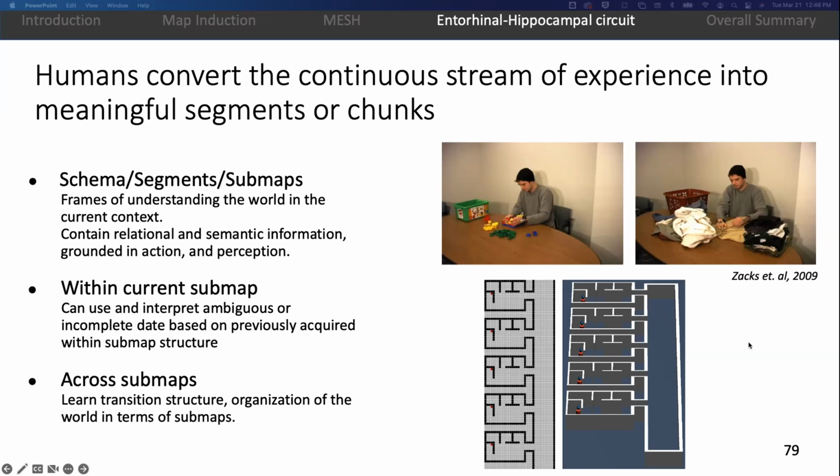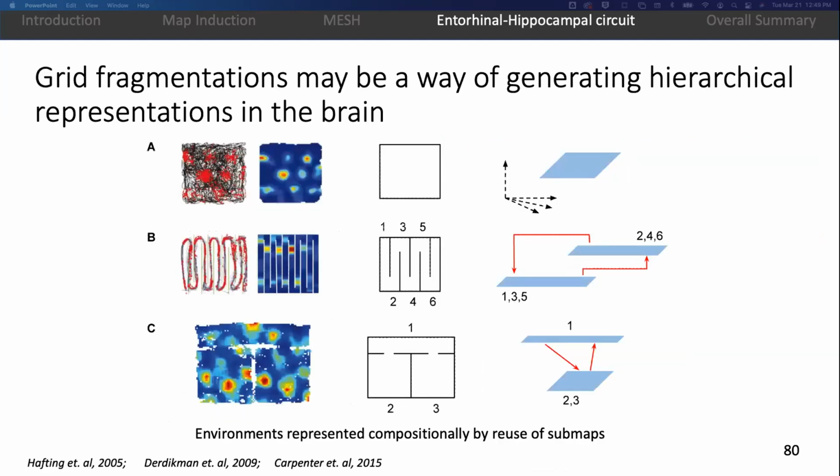So there are these frames of understanding that people are building by taking their continuous stream of experience and segmenting it into structured representations. And we think that these fragmentations that we are seeing in grid cells might also be alluding to the same, right? And we saw in Map Induction that these compositional representations also have a functional utility in terms of exploration. So we think that grid cells might be a way of generating hierarchical spatial representations in the brain.